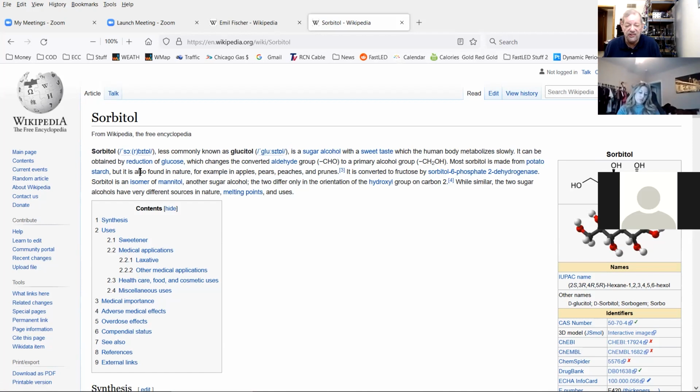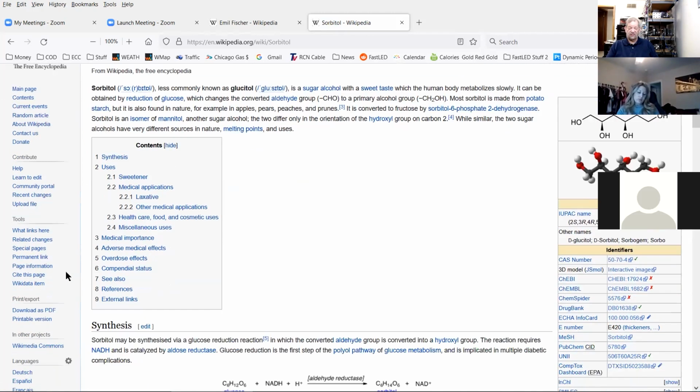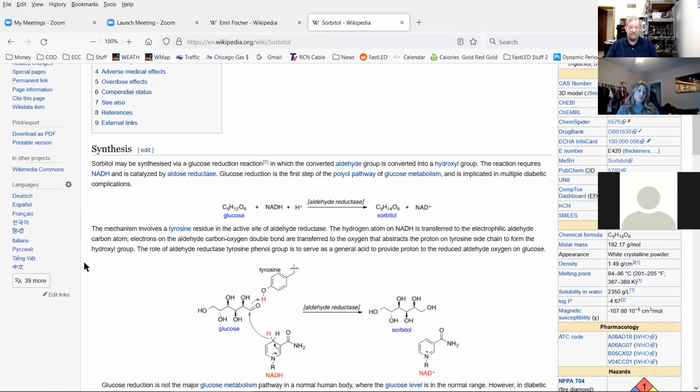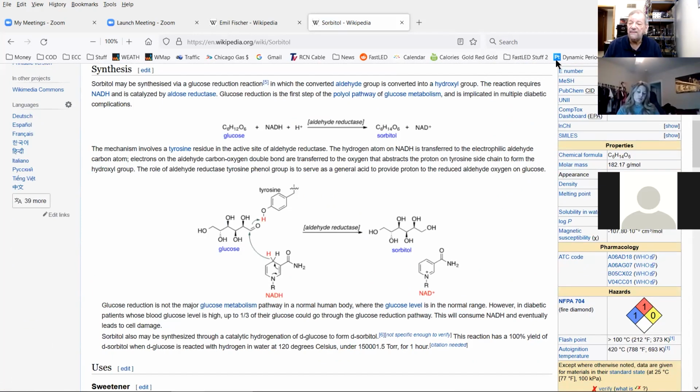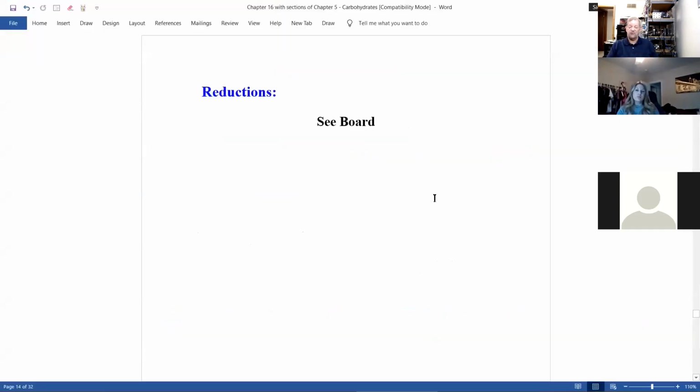And where's that special case? It's in over-the-counter medicine. If you buy cough syrup or other things like that, they put sorbitol in there to make it taste sweet, and it does. And that's reduction, but that's the most widely reduced sugar to make sorbitol.